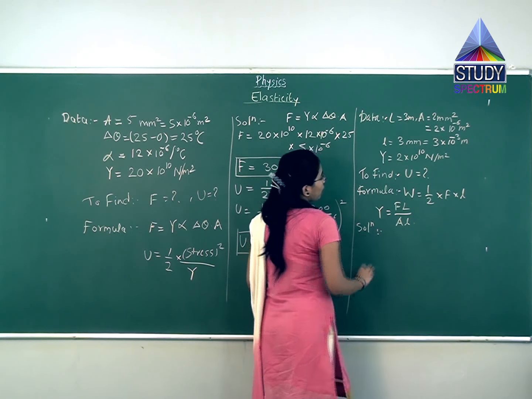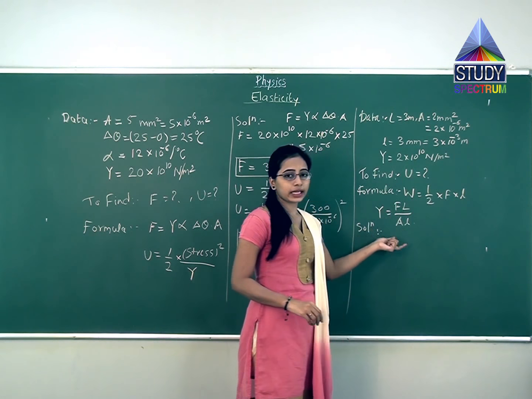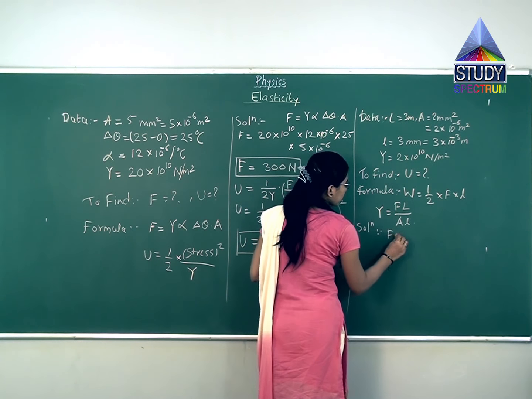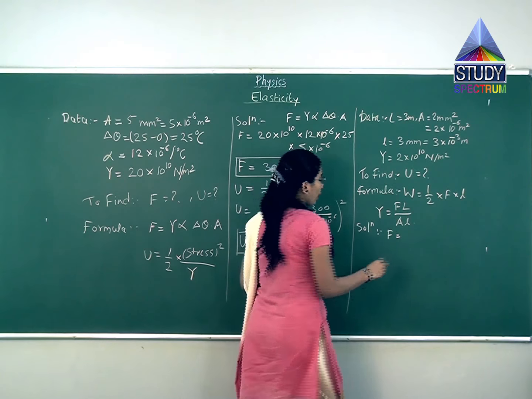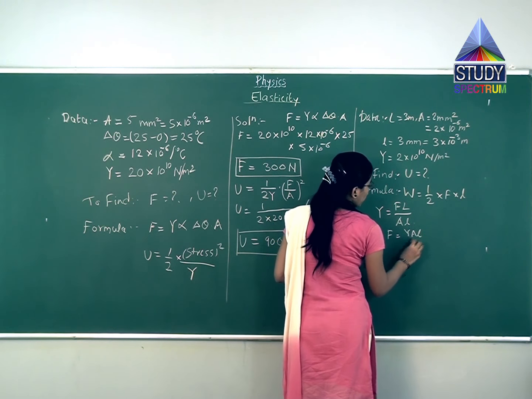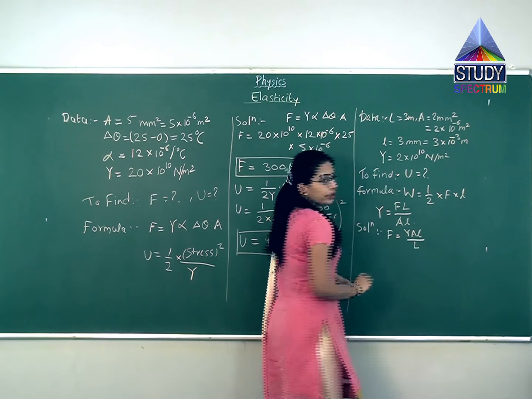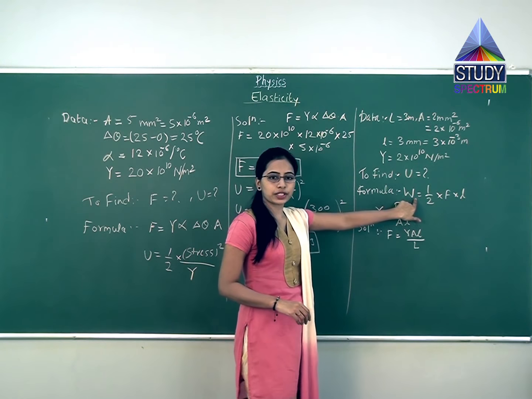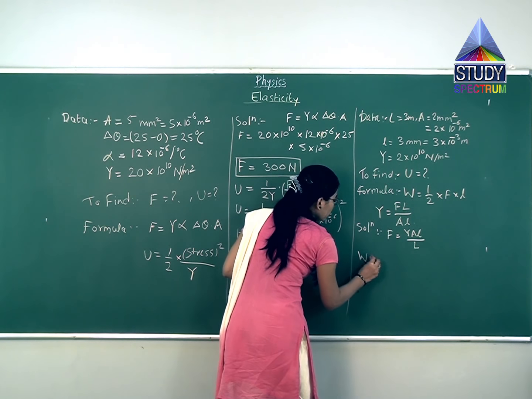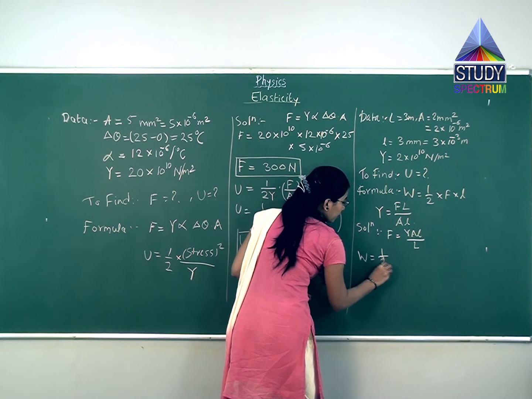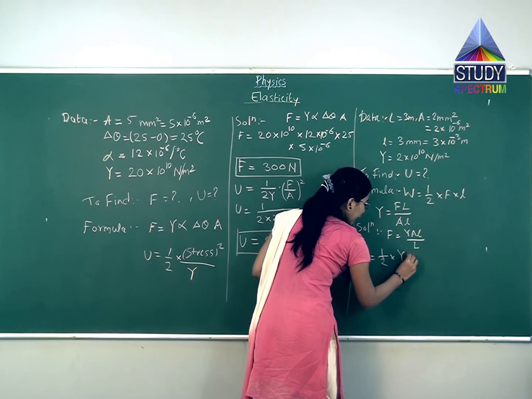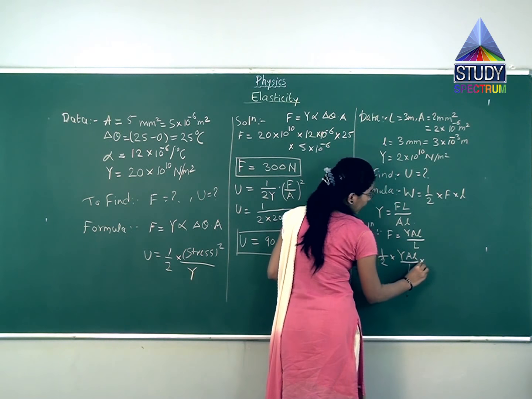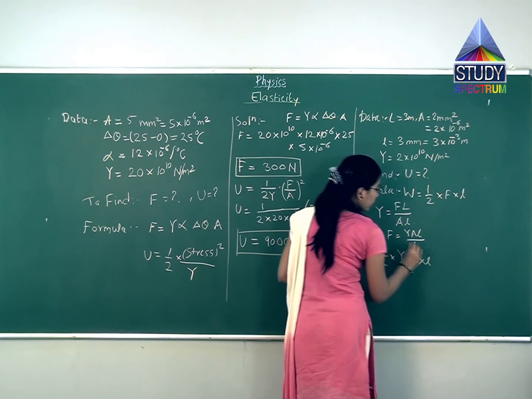Now the solution. To find out F in the first formula, we are using the second formula. So from the second formula I can write the expression for F as YAl upon capital L. So we will substitute this value of F in our first formula. So W is equal to half, it was F, so YAl upon capital L into our small l.